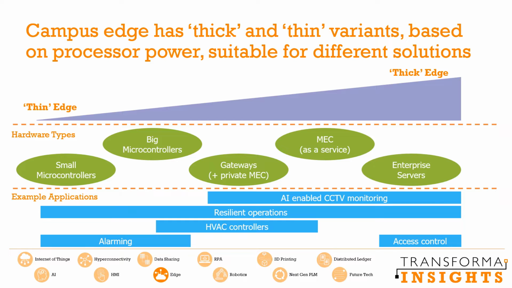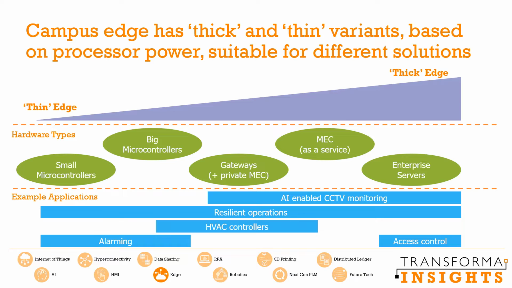And here we can see different potential campus edge hardware types, and they're placed on a scale between thin, low compute power edge, and thick or high compute power edge. Clearly these different types of edge assets are better matched to different applications, with the smallest microcontrollers best suited to alarming, whilst resilient operations would depend on all campus edge devices. Compute power is not the only determinant of edge application location, though.